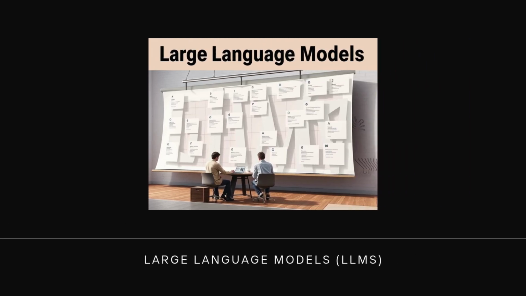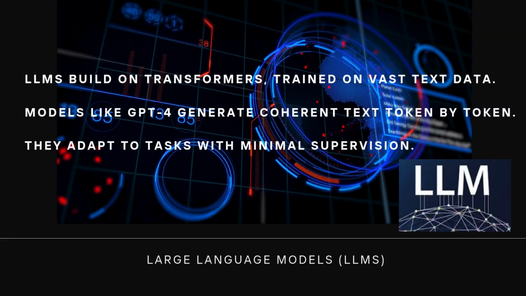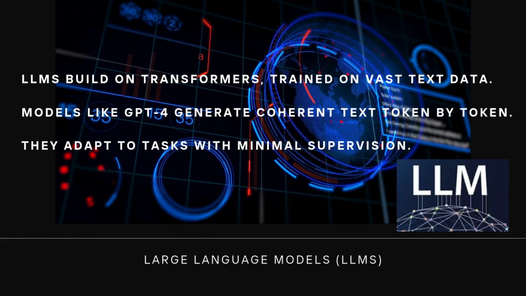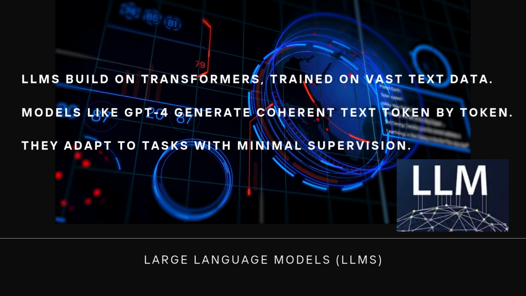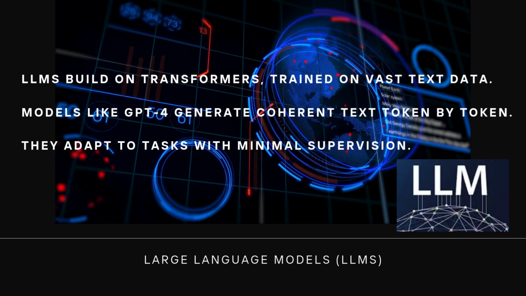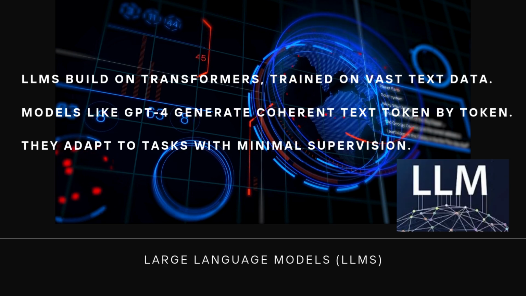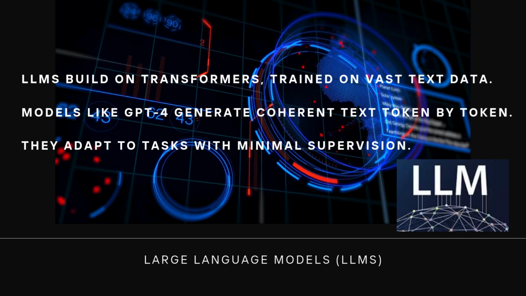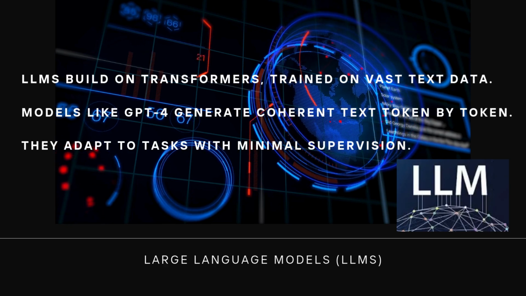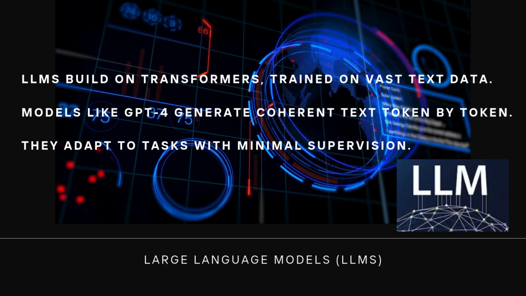Large language models, LLMs. Large language models, or LLMs, are an extension of the transformer architecture. These models are trained on massive corpora of text data, often involving billions or even trillions of parameters. Examples include OpenAI's GPT-3 and GPT-4, Google's PaLM, and Meta's Llama. LLMs work by generating text one token at a time, predicting the most likely next word based on the context provided by the preceding words. This allows them to produce long, coherent passages of text across a wide range of topics.